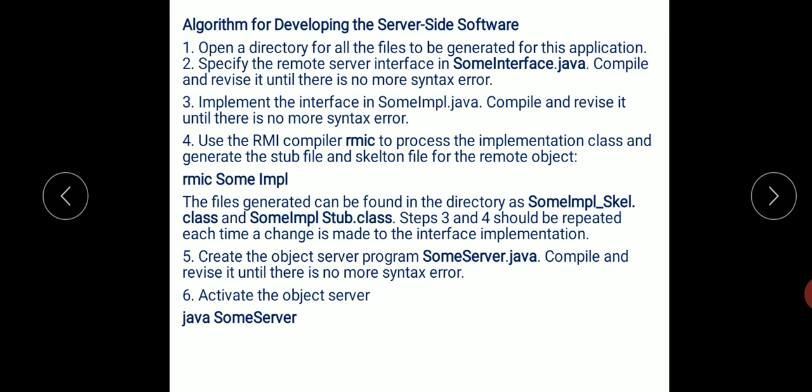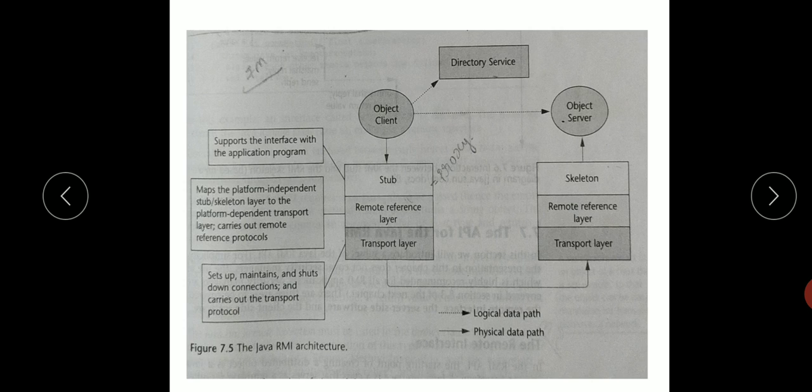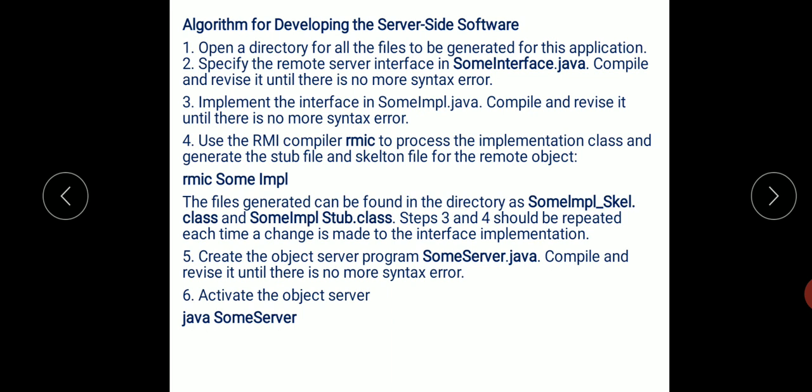So now, the algorithm for developing the server side software of the Java RMI architecture. So we have skeleton, remote reference layer, we have transport layer. So for this architecture, we have the algorithm, how to develop the server side software. So first of all, open a directory for all the files to be generated for this application.